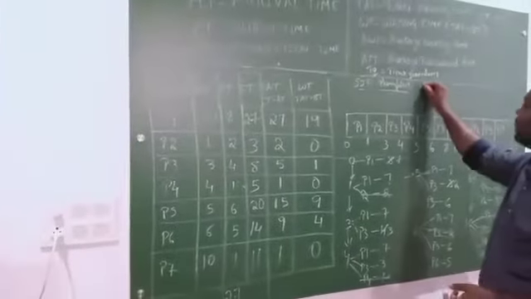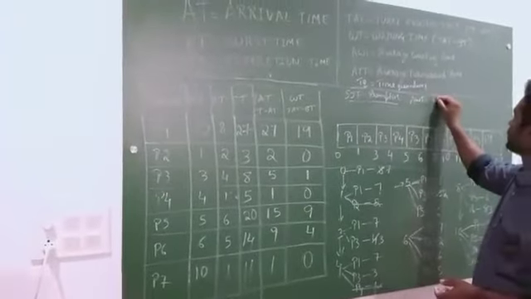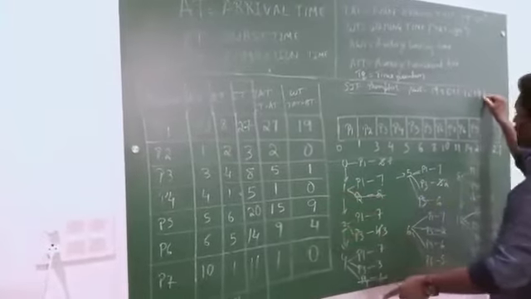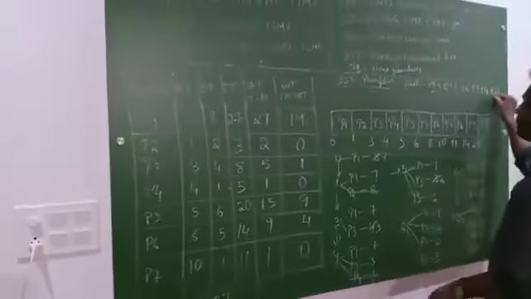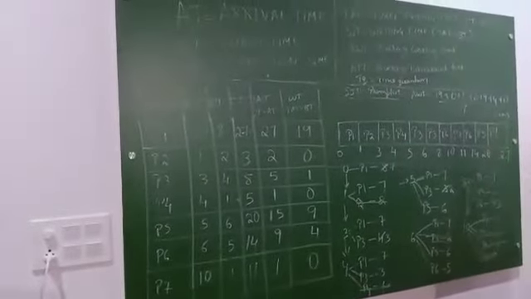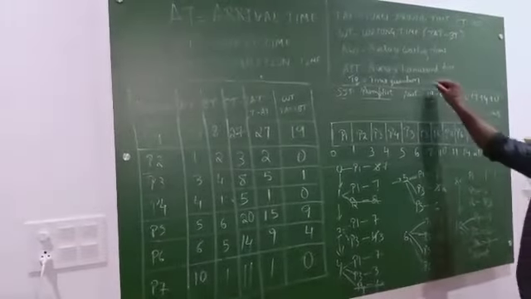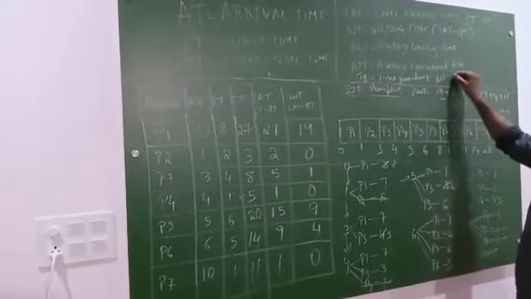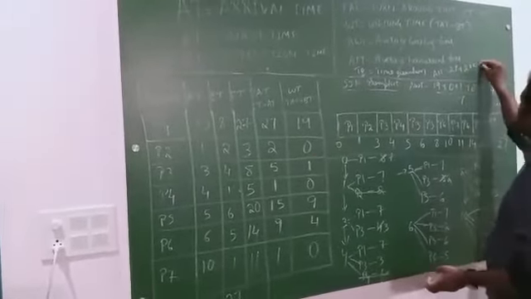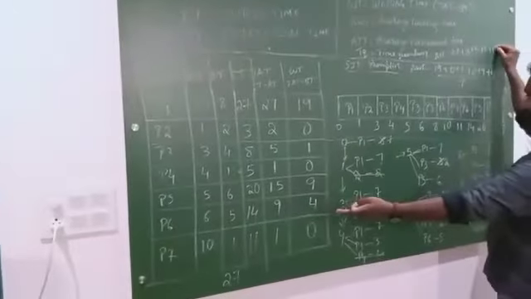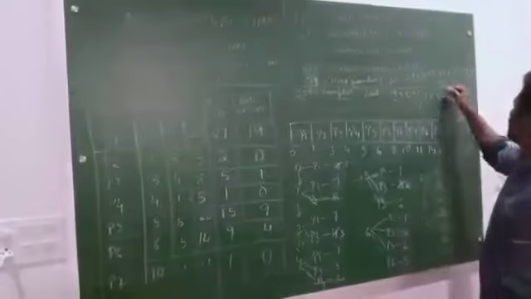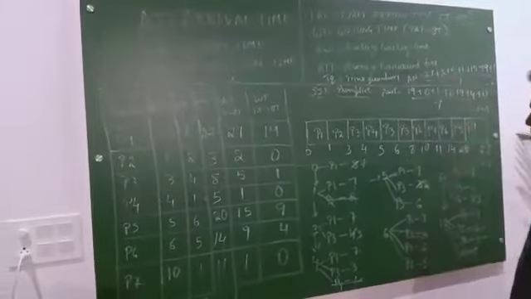Now calculate your average waiting time. That is 19 plus 0 plus 1 plus 0 plus 9 plus 4 plus 0, divided by the total number of processes, 7. Whatever you get, that many milliseconds is your average waiting time. And for average turnaround time, it is 27 plus 2 plus 5 plus 1 plus 15 plus 9 plus 1, divided by the total number of processes, 7. Whatever you get, that many milliseconds is your average turnaround time.